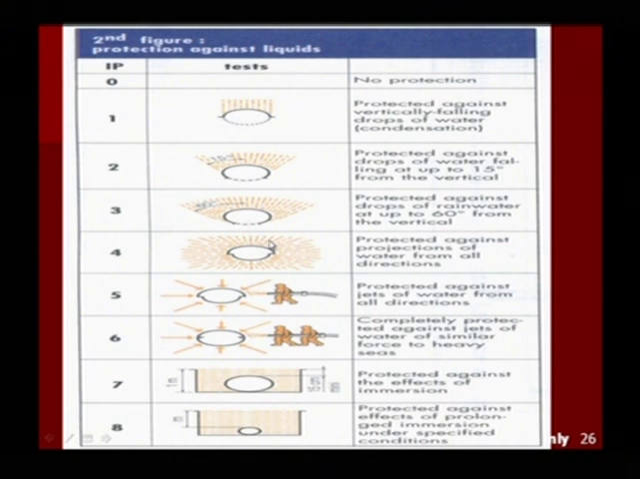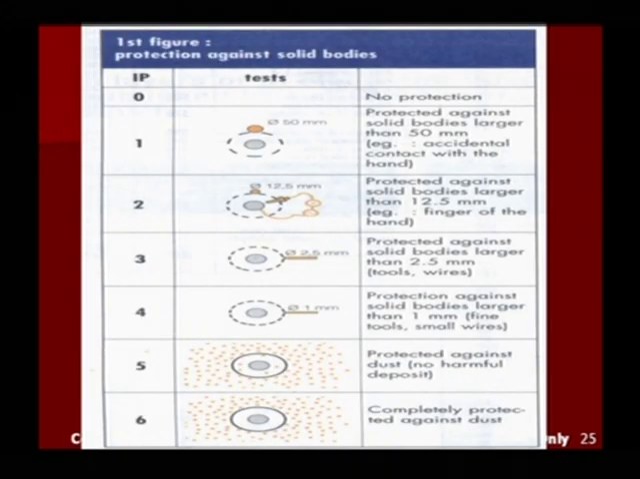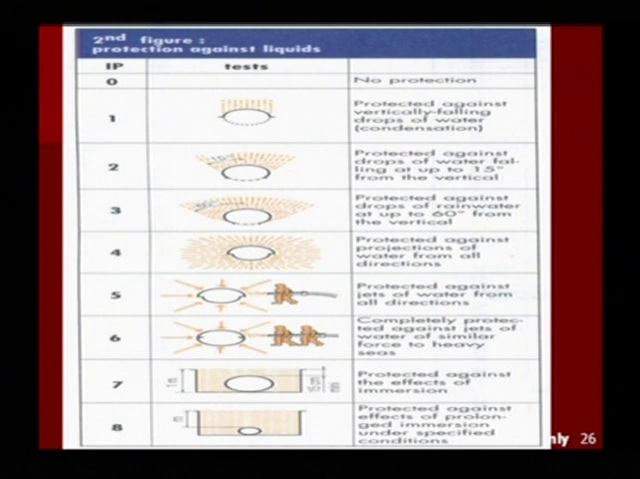The IEC terminology is actually kind of nice because it gives you the ability to really define what type of protection you want. A real common one would be a 56. A 56 would be protected against dust, no harmful deposits, and then the 6 will be completely protected against jets of water of similar force to heavy seas.